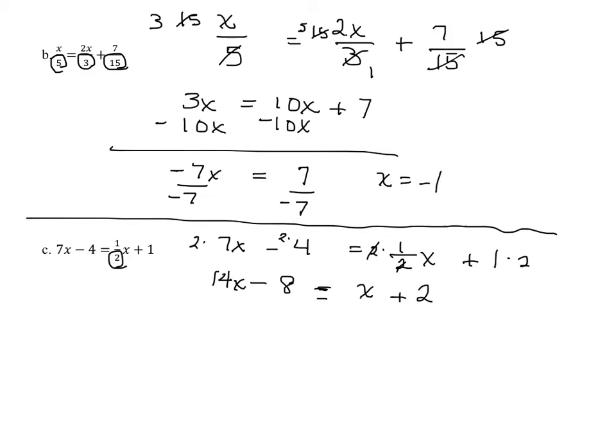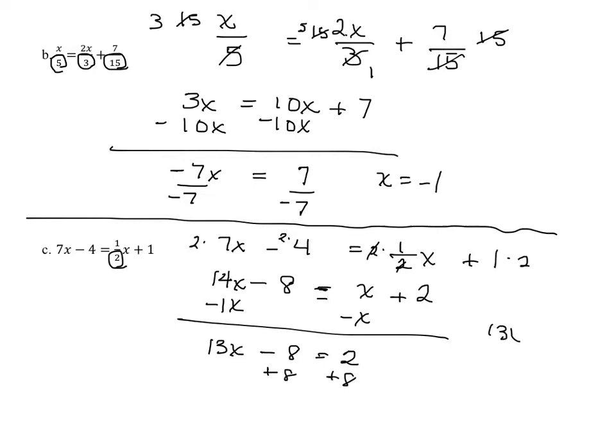Now we do our shuffling. I'm going to subtract an x. So this is really 1x. Remember, you guys, don't panic. You can do it. Add 8. So we get 13x is equal to 10. Divide by 13. x is equal to 10 over 13. You don't have to do anything else with that. Now it seems strange, but it will check if you go through it.